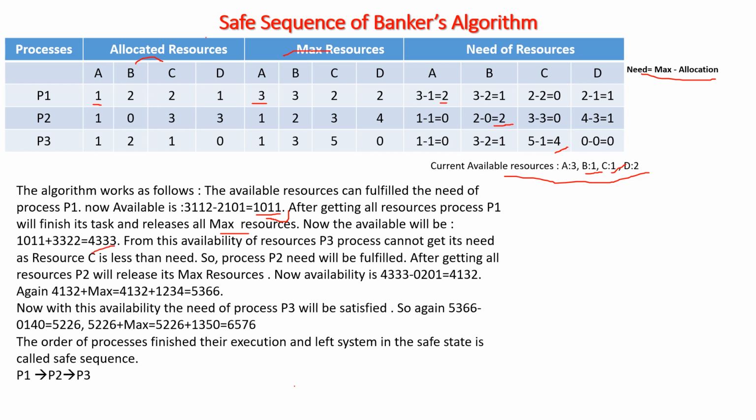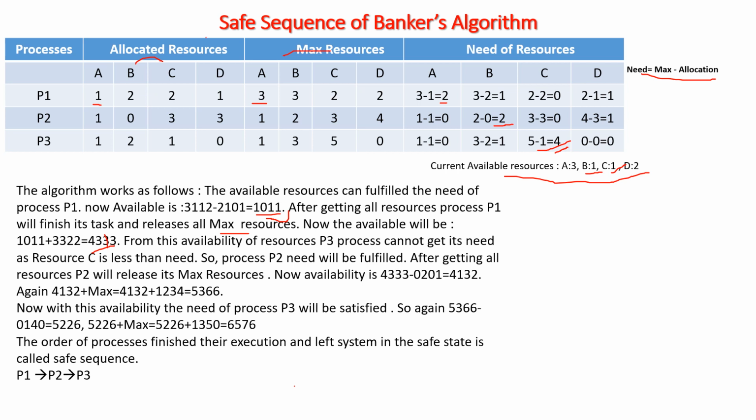This 4333 available resources will not satisfy the requirement of process P3 because the resource C requirement is 4, but available is only 3, so it cannot be satisfied. Only the process P2's requirement will be satisfied. So when the process P2 requirement gets fulfilled, it will release its maximum resources. And before adding the maximum resources to the available resources, we have to calculate the leftover available resources after the need gets fulfilled.